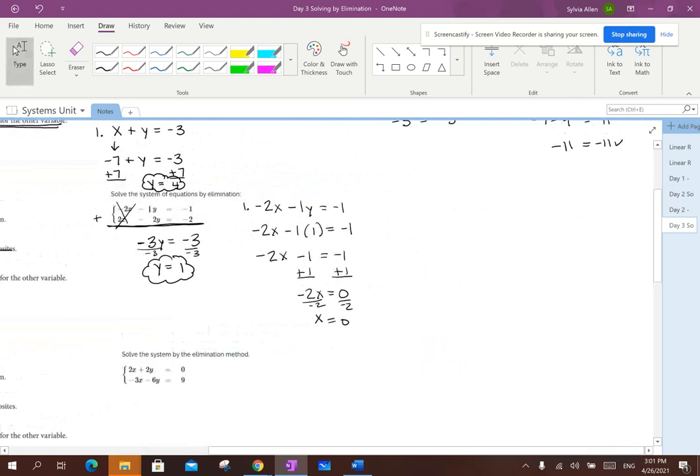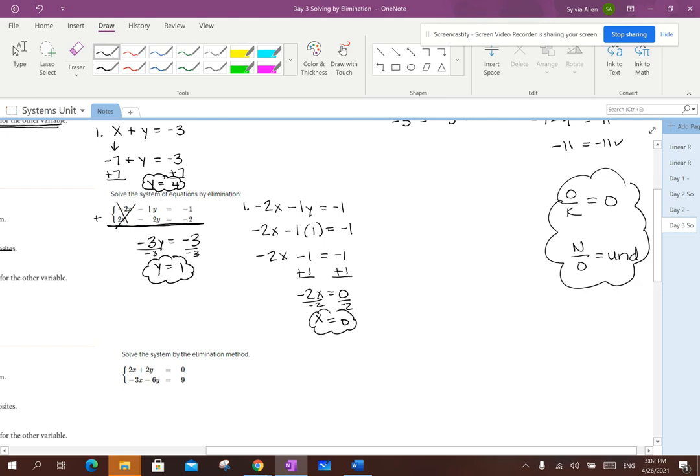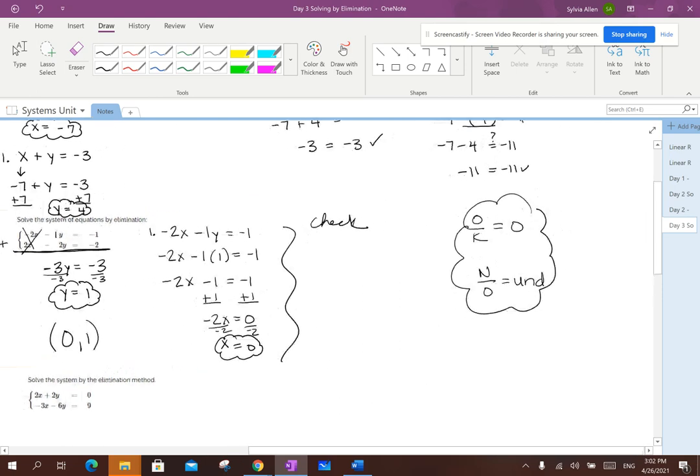Just to recap real quick, it is okay if 0 is on top of a number when you divide, but it is not okay when 0 is on the bottom. So this is just a reminder. So I got 0 and 1. Now we were supposed to write that as an ordered pair, so it would be (0, 1), but we want to check. And remember, when you check, it has to belong to both.